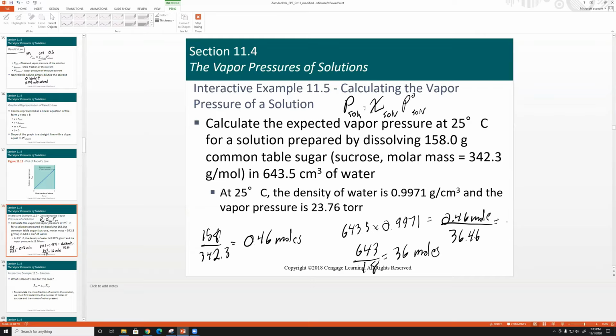What do you got? Sounds good to me. Thank you, Harrison. So 0.0127, that would be equal to the mole fraction. All right, so we got everything we need. Take that mole fraction, multiply it by the standard vapor pressure of water, and bada bing, we got our answer.